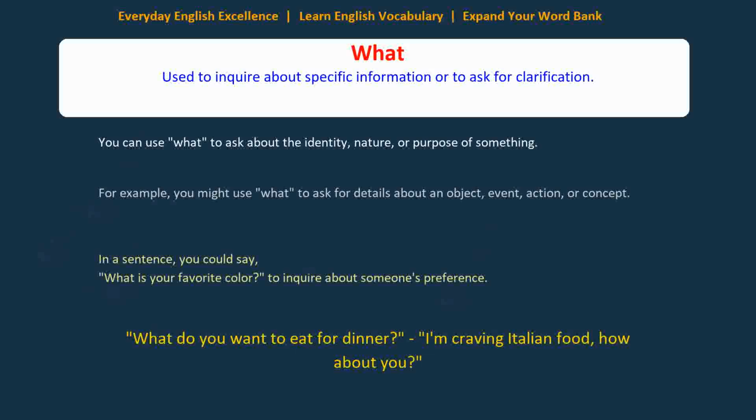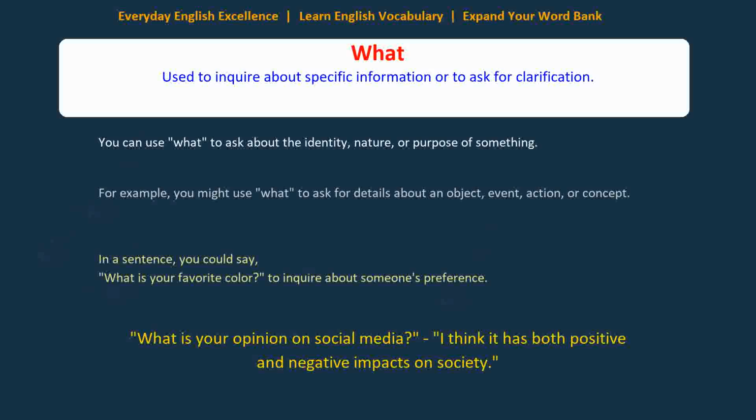What do you want to eat for dinner? I'm craving Italian food, how about you? What is your opinion on social media? I think it has both positive and negative impacts on society.